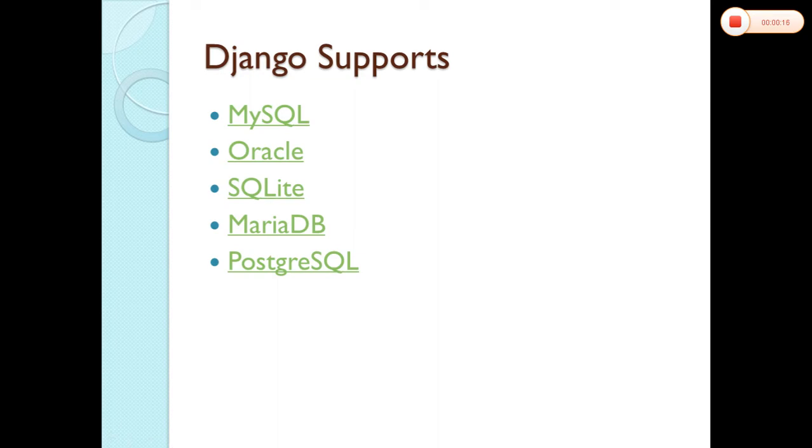Django supports five types of databases, especially MySQL, Oracle, SQLite, MariaDB, and PostgreSQL. Whenever we install Django, the default database is SQLite. If we are going to make a connection with any other specific database like MySQL or Oracle, it requires certain changes in the settings.py file.